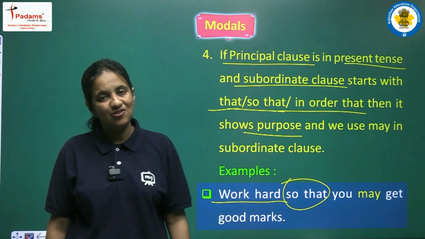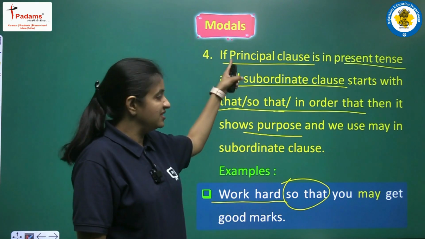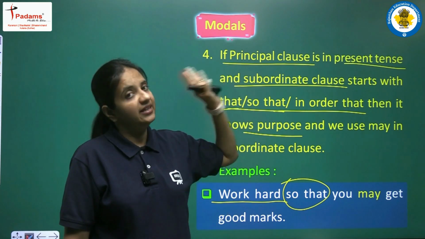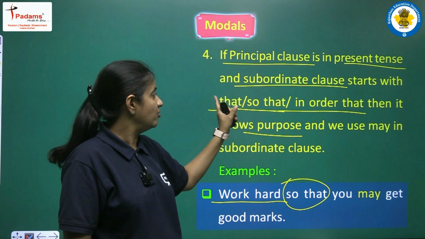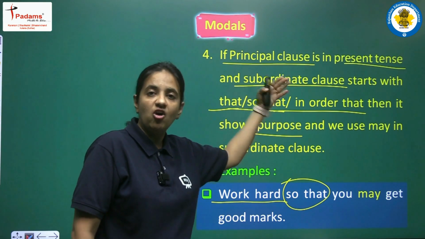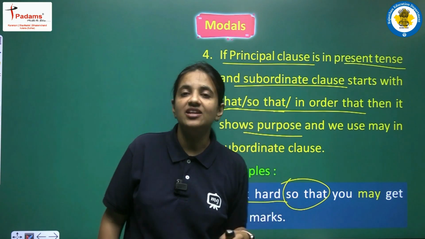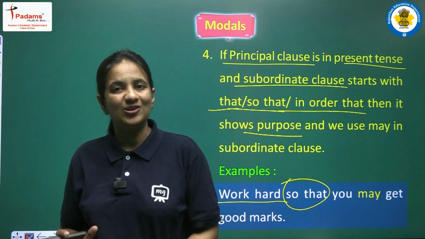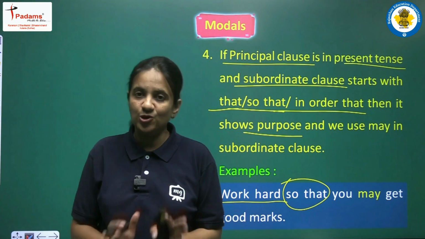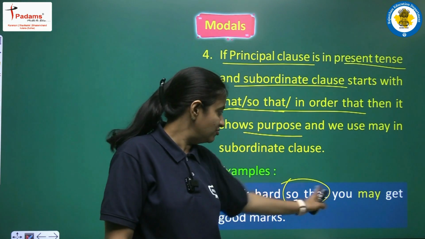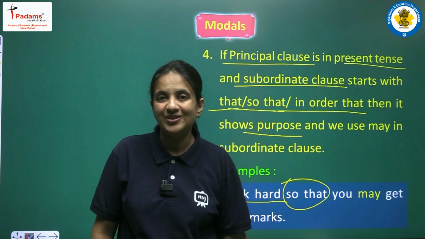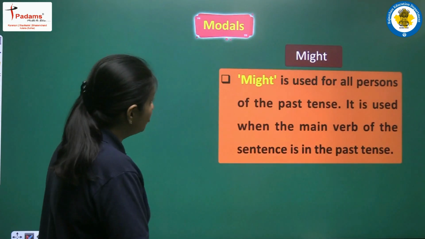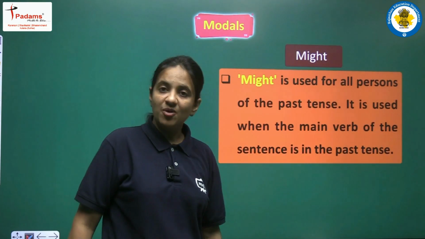So this is the other use of may, when we are having the principal clause in present tense and the subordinate clause has that, so that, or in order that in the beginning. Then we can use may to show the purpose in the subordinate clause. Alright, I hope the rule is clear, and we have seen the example also. Okay. Moving ahead, we are having another modal here with us.